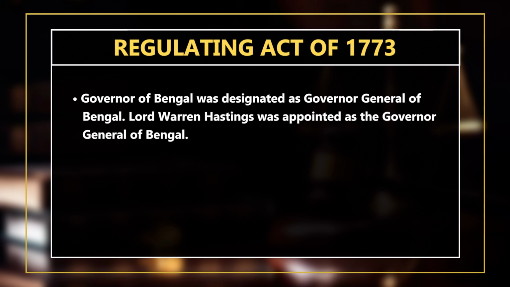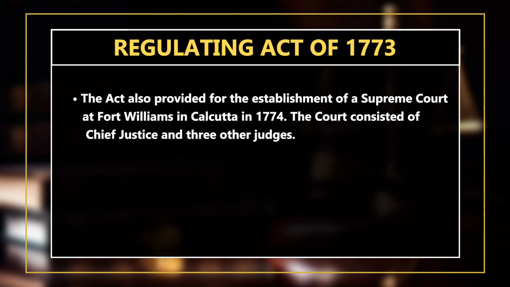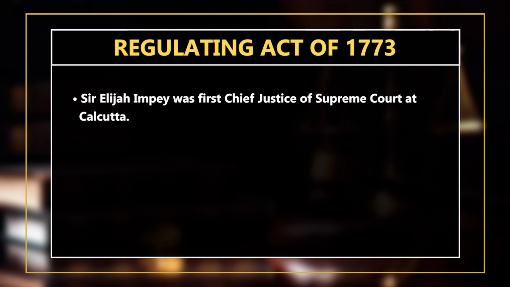Lord Warren Hastings was then appointed as the Governor General of Bengal. The Act also provided for the establishment of the Supreme Court at Fort William in Calcutta in 1774. The court consisted of a Chief Justice and three other judges. Sir Elijah Impey was the first Chief Justice of the Supreme Court at Calcutta.